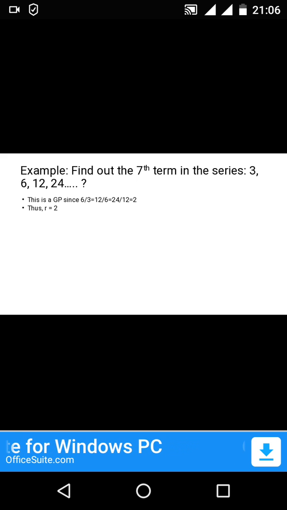6 by 3 is equal to 2. 12 by 6 again is equal to 2. 24 by 12 again is equal to 2. The ratio is same throughout, which means this is indeed a GP. Now only you can apply the formula. So okay, let us start applying the formula.